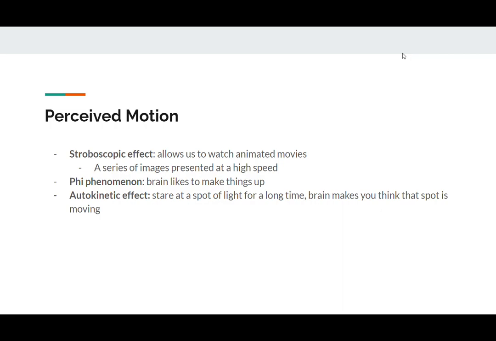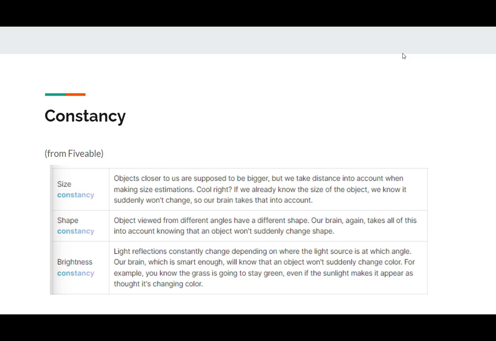The last one is the autokinetic effect. When you stare at a spot of light projected on the wall for a long time, your brain will make you think that the spot of light is actually moving. Crazy, right? Now we have constancy.